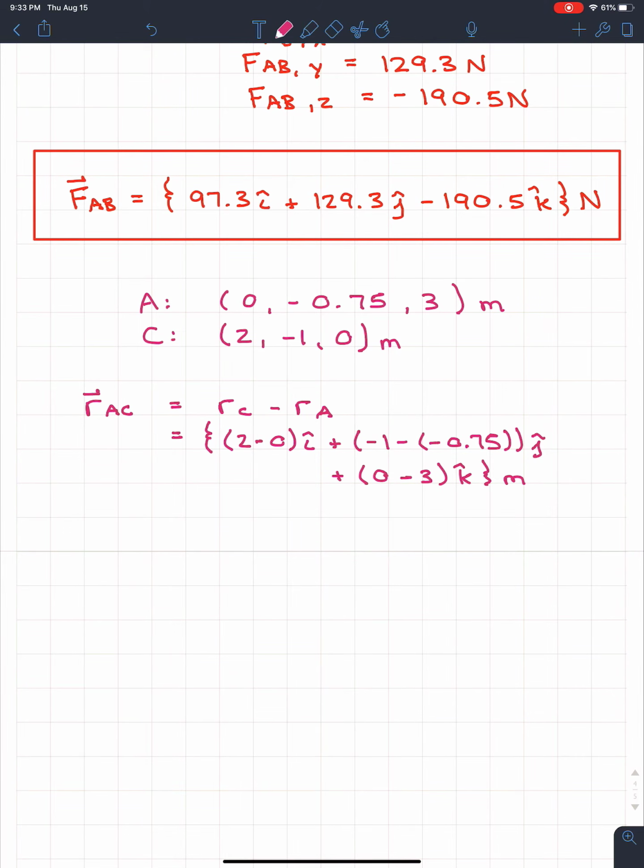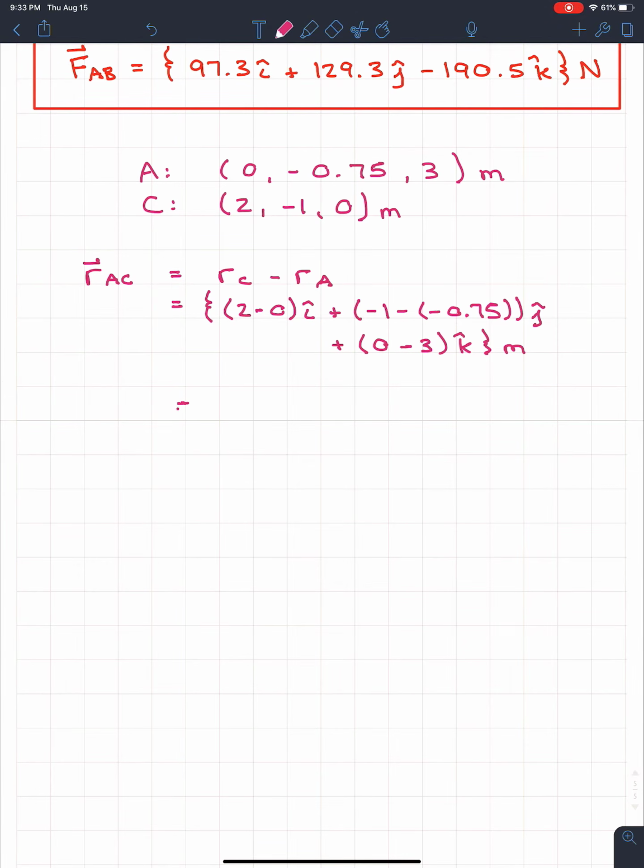So we do all the math on this. We're going to get that the position vector is equal to 2i minus 0.25j minus 3k. Perfect. So remember, now that we have the position vector, to find the unit vector, we need to divide this vector by its magnitude. So the next part is finding that magnitude of RAC.